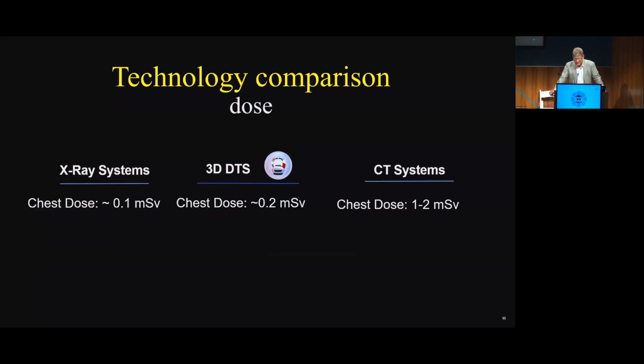When it comes to the radiation dose, which was a big concern here earlier in this session, a chest X-ray typically averages around 0.1 millisievert. For a chest CT, as you saw, the definition for low dose CT is less than 3 millisieverts. Lots of variables there, but you see the 3D digital tomosynthesis is running at 0.2, very much akin to what you get with a chest X-ray.